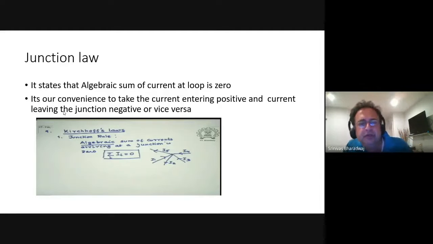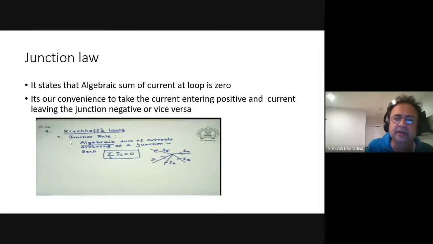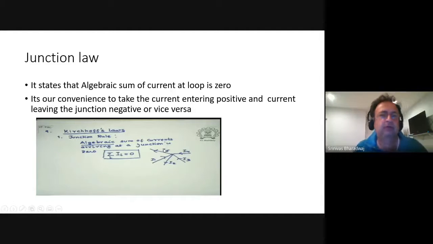Okay? So the junction law says sigma I equals 0. So the sum of the currents arriving in a junction is 0. So in this case, I1 minus I2 plus I3 plus I4 minus I5 equals 0. That is Kirchhoff's current law.